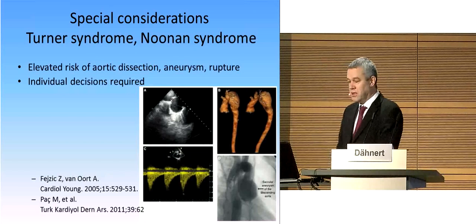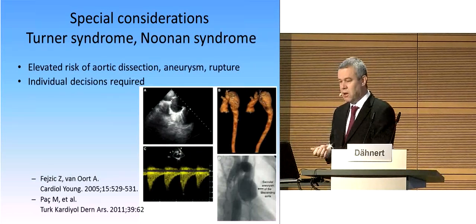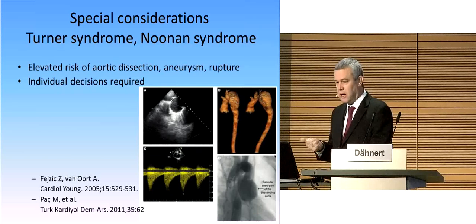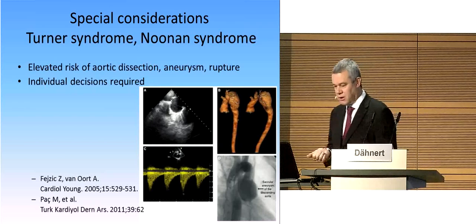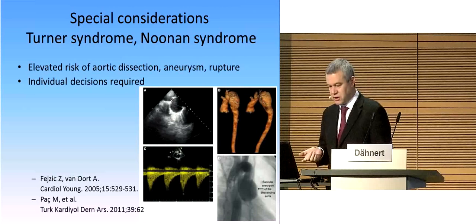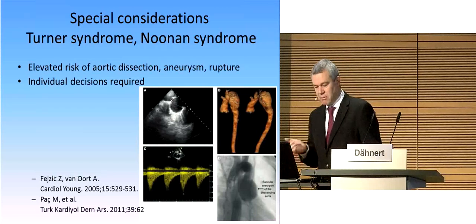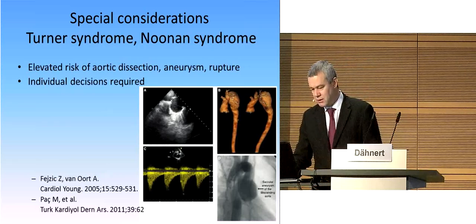Special considerations in Turner and Noonan syndromes. We heard about it yesterday, that the wall of the aorta is not okay. So there is an elevated risk of aortic dissection, of aneurysm, and of rupture. And individual decisions are required in every patient, but also in those patients you can either balloon dilate or stent.